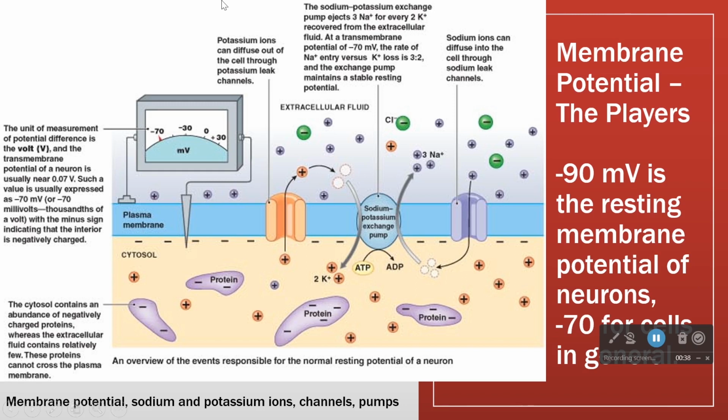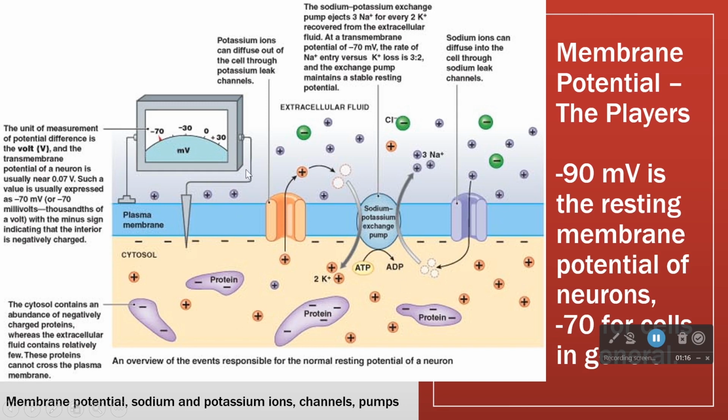So if we look at how this plays out when everything is in motion, here is our potassium channel, right? So we can see potassium leaving the cell down its concentration gradient. Here's our sodium channel. Sodium's coming in from the outside down its concentration gradient. Then we have our sodium-potassium exchange pump, which we talked a little bit about yesterday as well. That is pumping potassium in 2 at a time and sodium out 3 at a time using ATP.